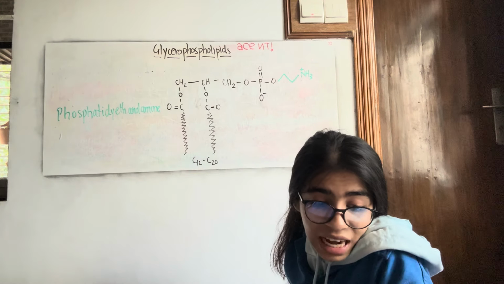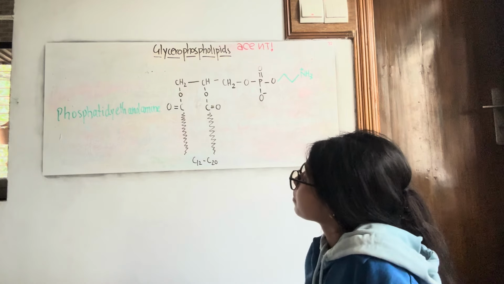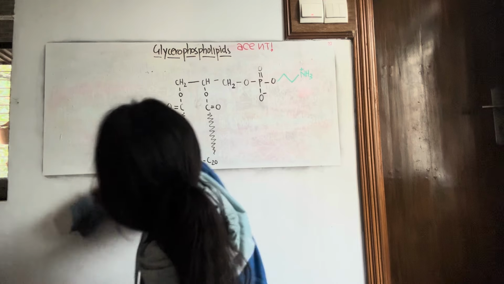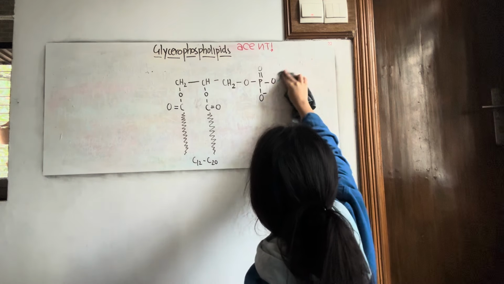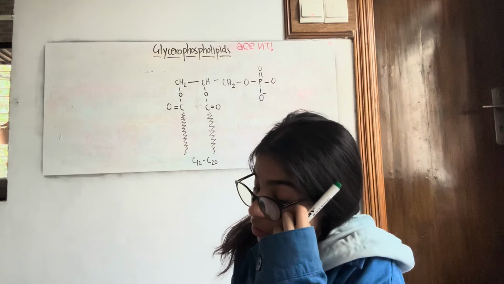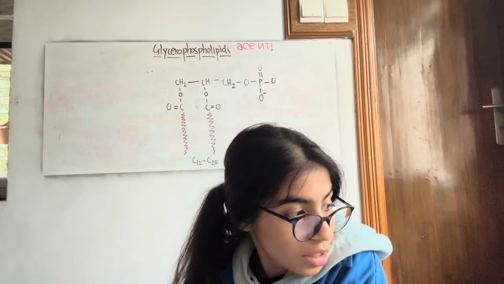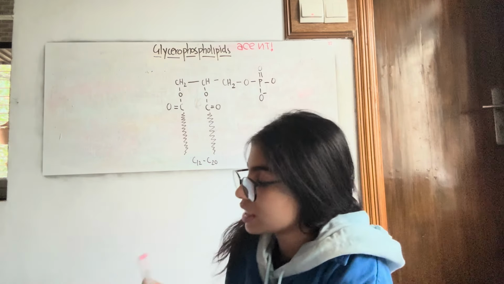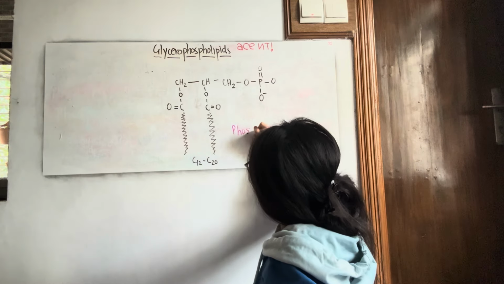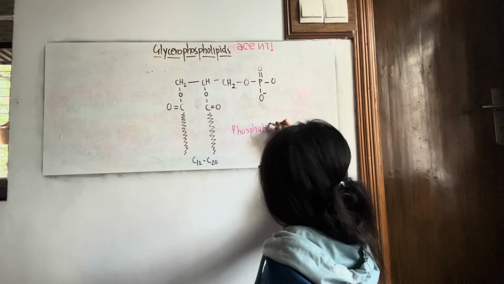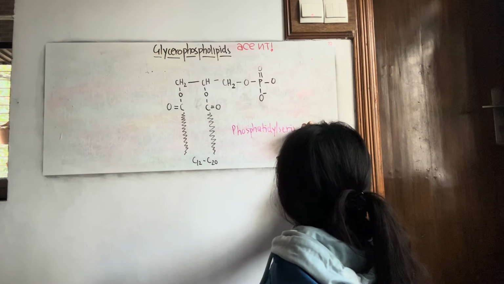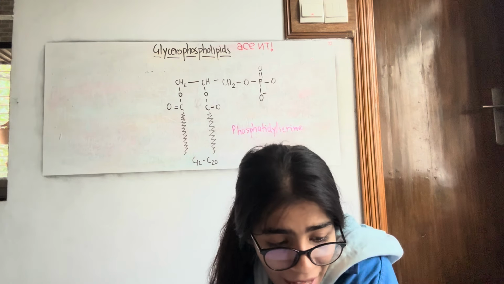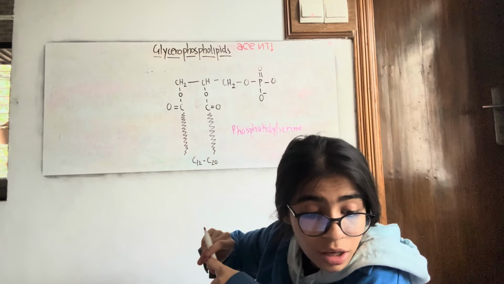Now we have phosphatidylserine. For that, I really want to use purple, but my purple marker ain't working because I really associate sulfur with purple. Let's do pink. I haven't done pink in such a long time. So we have O, and then we got CH2.